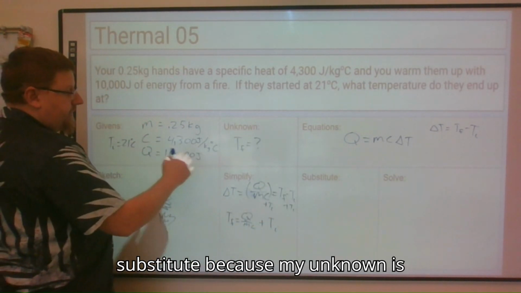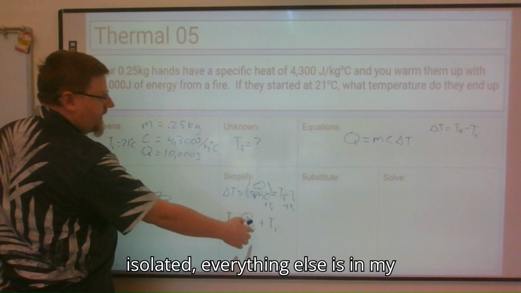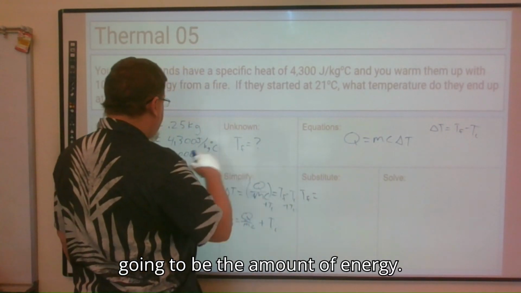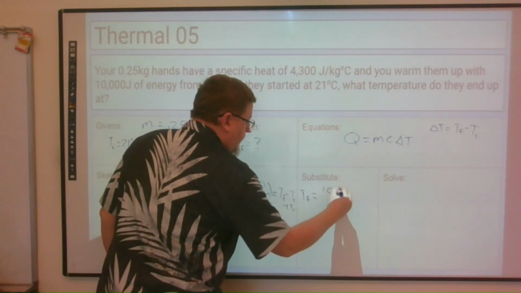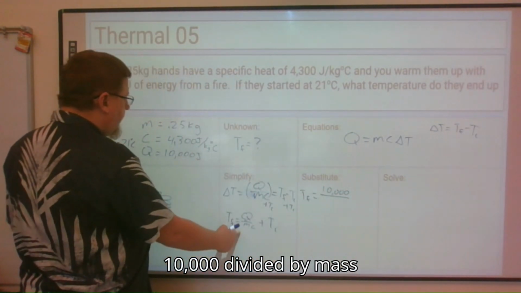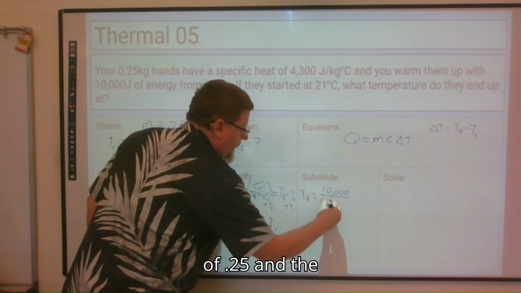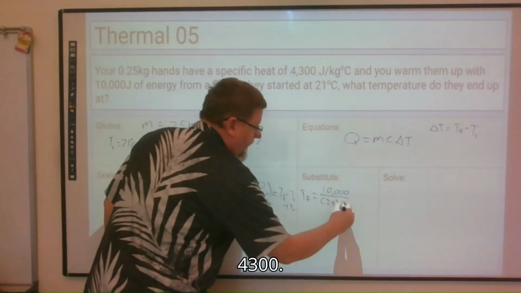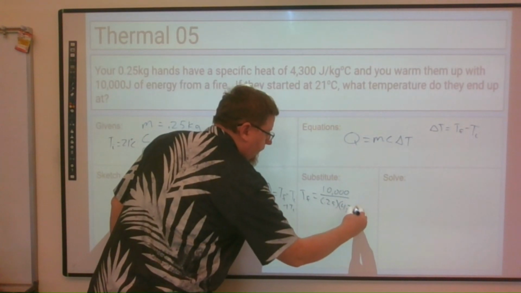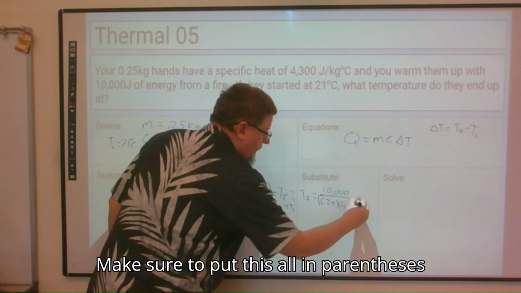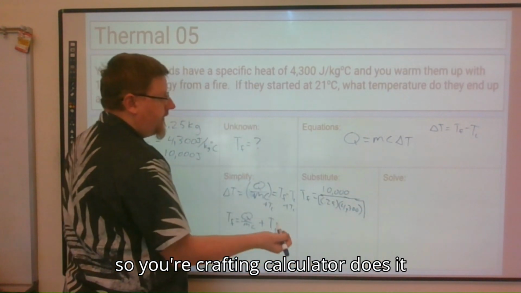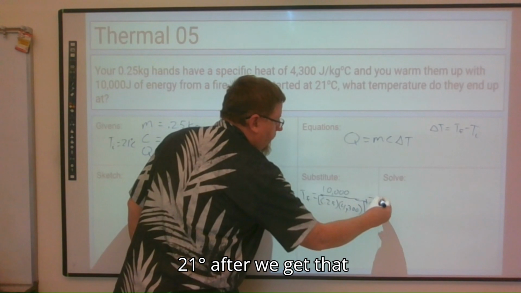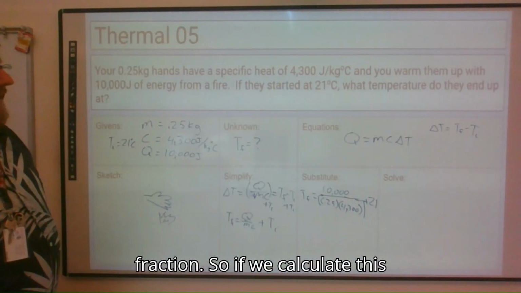So now we're clear to substitute because my unknown is isolated. Everything else is in my givens. So my final temperature is going to be the amount of energy, 10,000 divided by mass of 0.25, and the specific heat, 4,300. Make sure to put this all in parentheses so your graphing calculator does it correctly. And then we add on 21 degrees after we get that fraction.